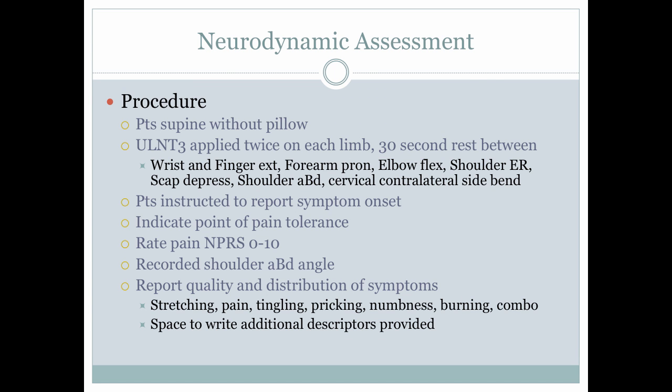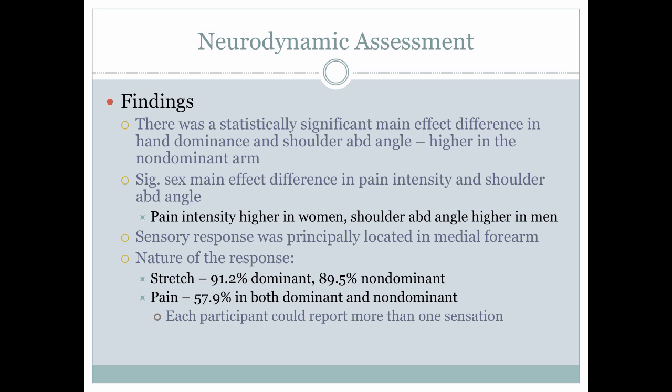The patients were supine without a pillow. They applied the test twice on each limb with a 30-second rest between. Again, similar to the way I had described it earlier. Patients were instructed to report symptom onset, indicate point of pain tolerance. They were to rate their pain 0 to 10. They recorded the shoulder abduction angle and also reported the quality and distribution of symptoms with similar descriptors as the other studies.